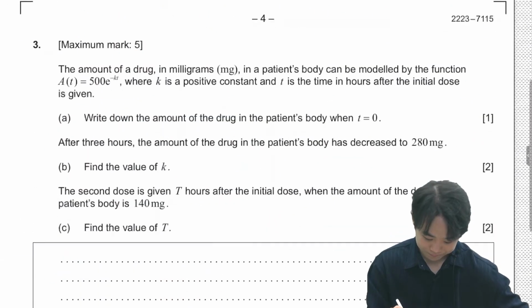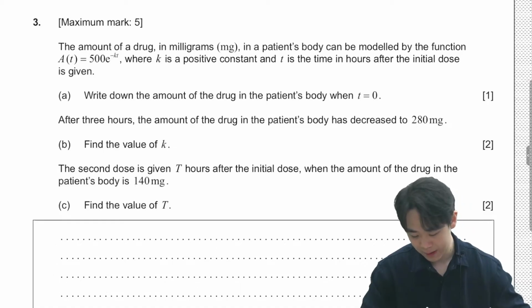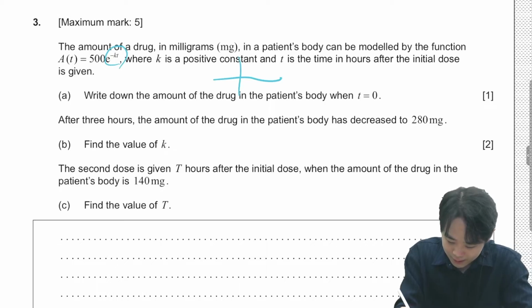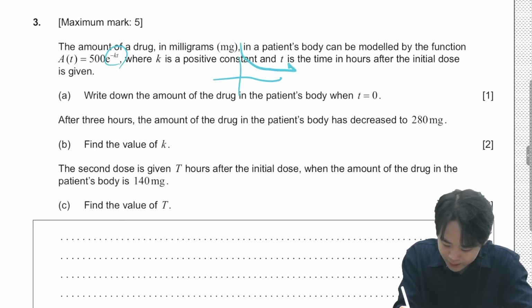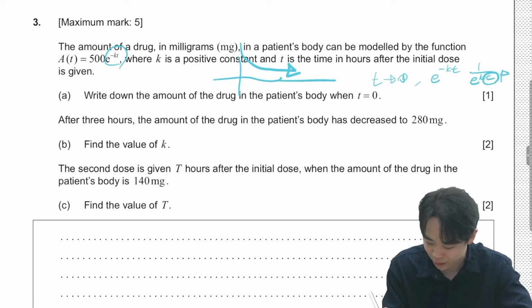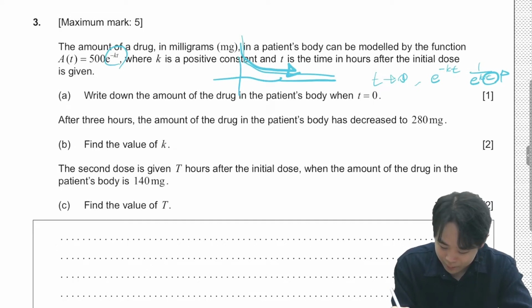Let's move on to part 3. We have an equation that models the amount of drug in a patient's body. This negative sign indicates decay. So we would start off from some point and we're decaying all the way down to 0, because as time goes to an infinitely large number, e to the power of minus kt would mean 1 over e to the power of kt, but this is becoming really large, which heads to 0. So we know that this is a decay problem, and let's move on to what the questions are asking.